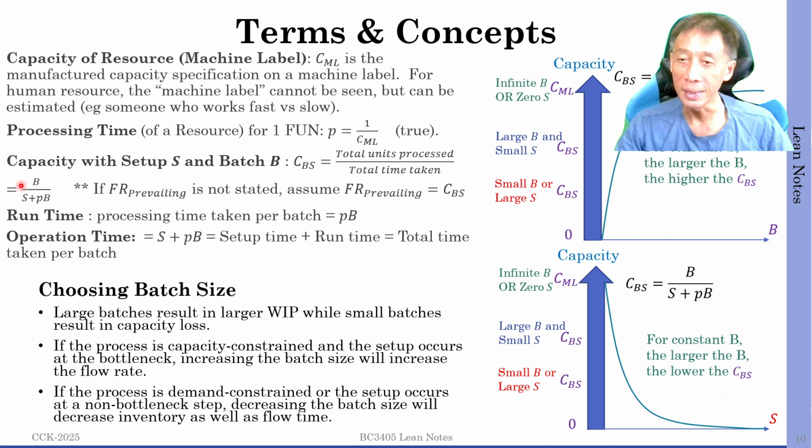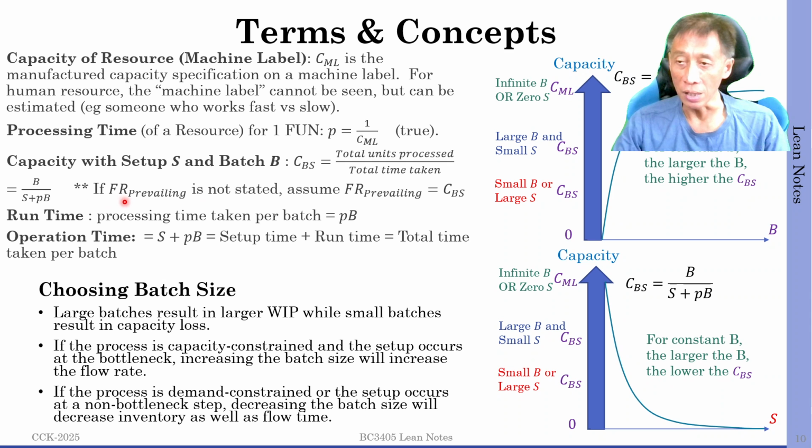But these formulas are also useful when you make suitable assumptions, such as constant batch size and constant setup time. Then you have B over S plus PB, correct? S plus PB is the total operation time in one cycle. We get B units. So what's the effective capacity? B over S plus PB.